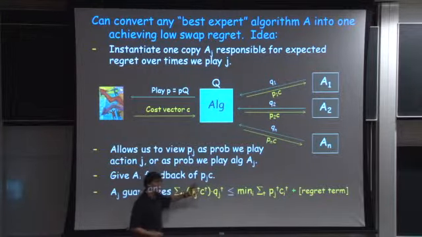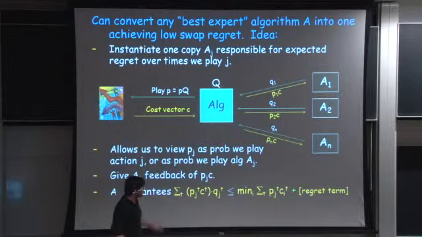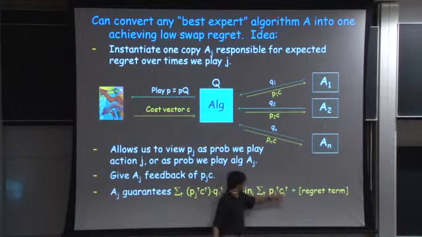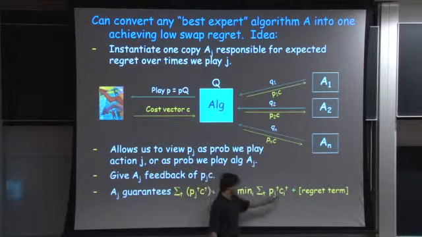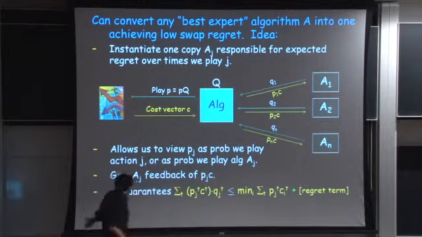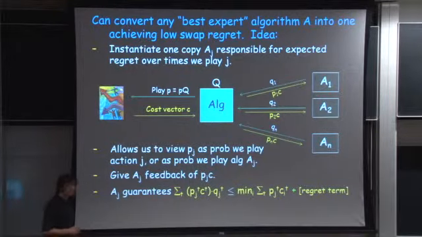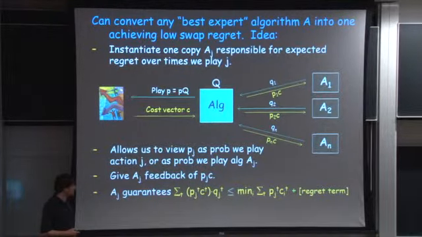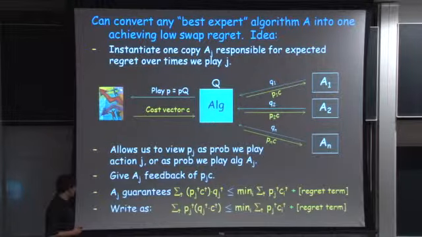T here means time, not transpose. It's just time T. The best fixed action over all the time steps, plus the regret term. I'll just put that in brackets, regret terms. I'll have to write that down. So that's all we know what AJ does. We got a bunch of these equations. What do we do with them? Let's add them up. What else can we do?